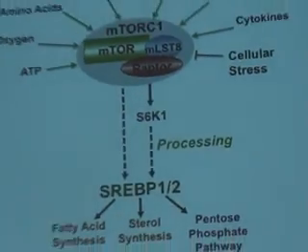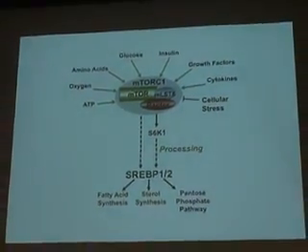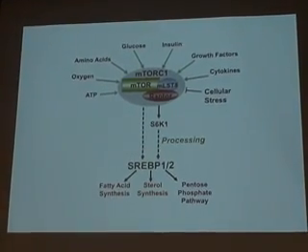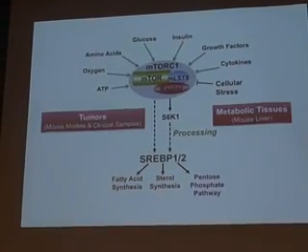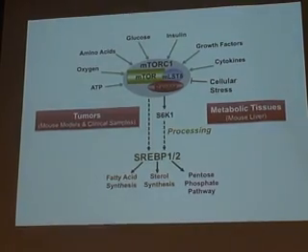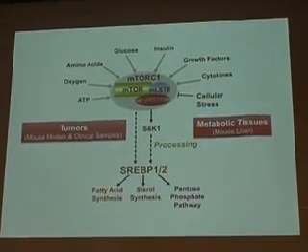So finally, just to summarize, mTORC1 can activate SREBP to promote de novo lipogenesis as well as the pentose phosphate pathway in cells, and this seems to be important, although the regulation is slightly different in metabolic tissues and in tumors.